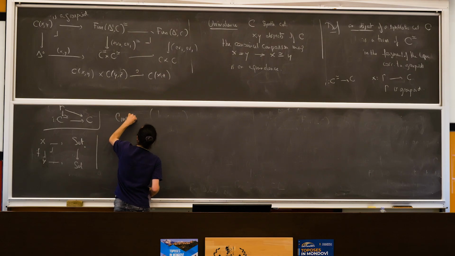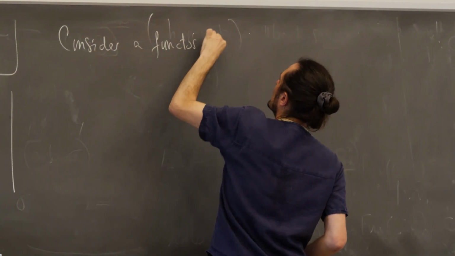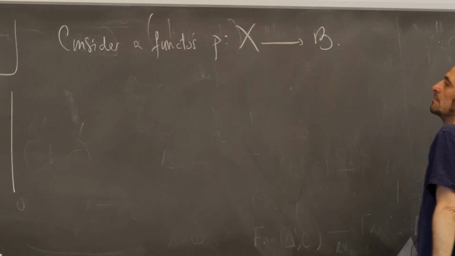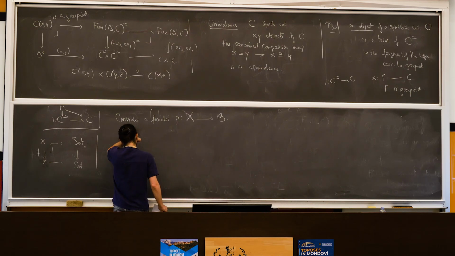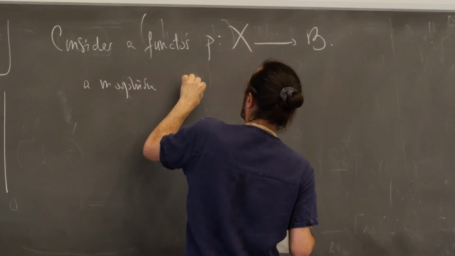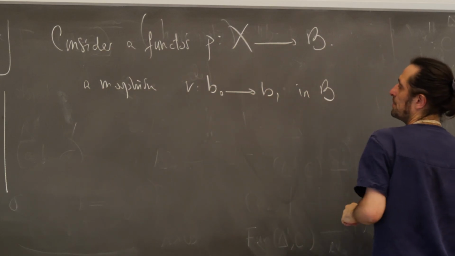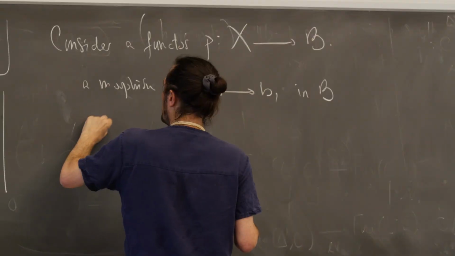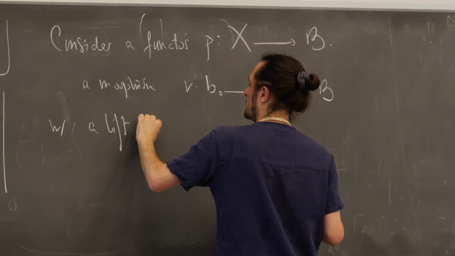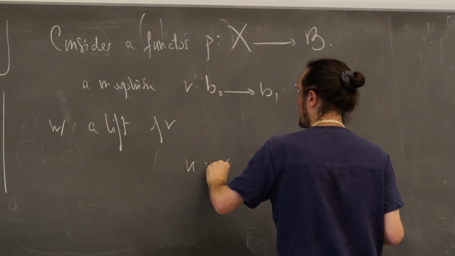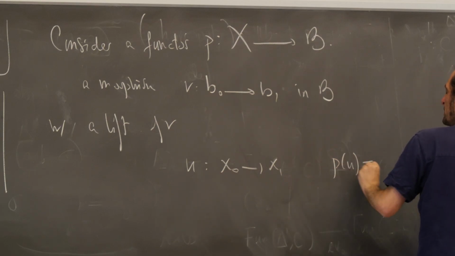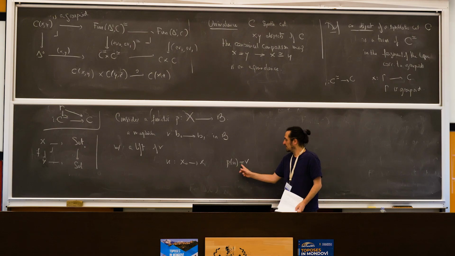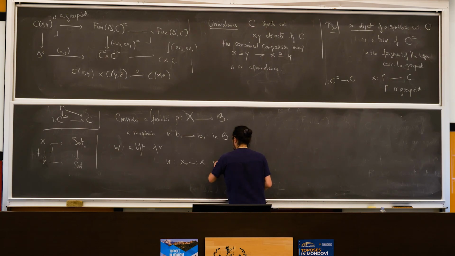So consider a functor, say from X to B. We say a morphism, V from b0 to b1 in B, and we consider a lift of V, and what we call a lift of V is a morphism U from x0 to x1 such that the image of U is V. And so here, when I say this holds, I mean that there is a witness of this equality. Yeah? But I won't say it, or I call it "such that".